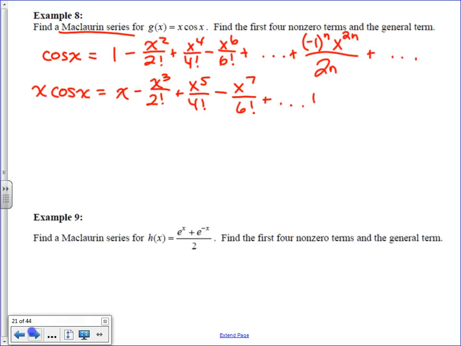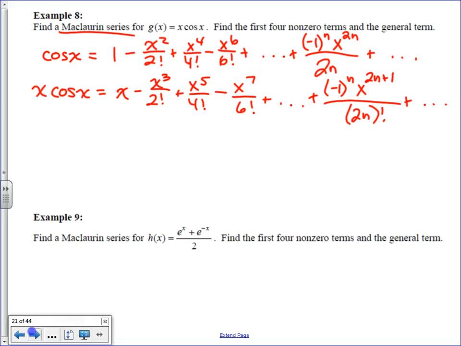What's different? Still have -1 to the n. But now, it's x to the 2n plus 1. But I still have 2n factorial. Right? You guys agree?